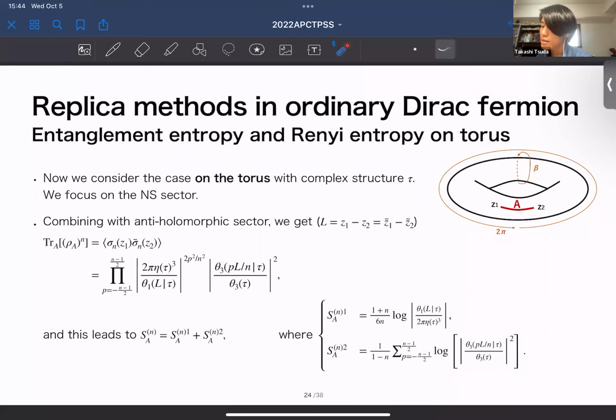So we consider the case on the torus with complex structure tau. And here we focus on the NS sector. The result of the trace of rho to the n is like this, and this leads to the nth Renyi entropy like this. The first term corresponds to the universal term, locally this is log L. And the second term is a very non-trivial contribution.